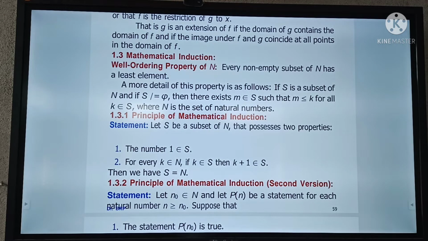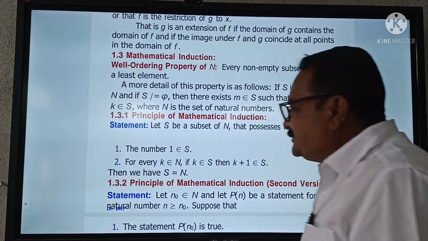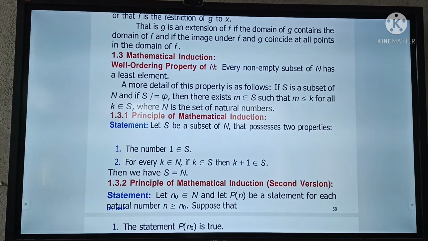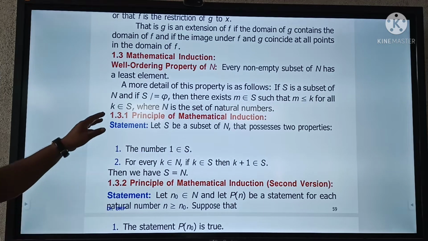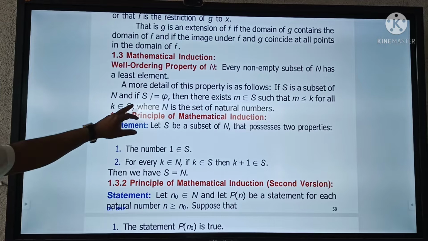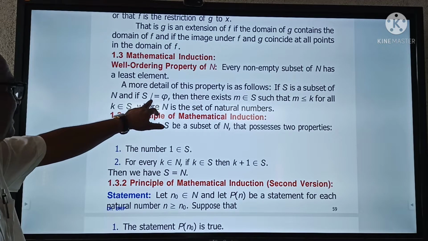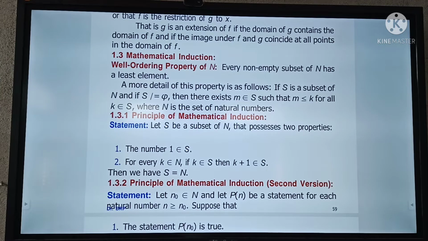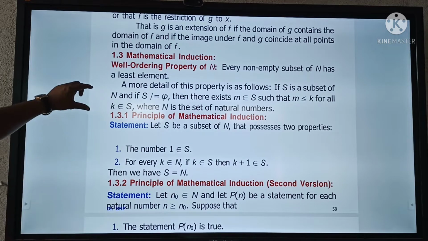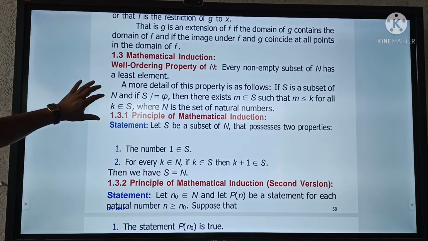Every non-empty subset of the set of natural numbers contains a least element. The wording may be different here: every non-empty subset of N has a least element. A more detailed version of this property is as follows: if S is a subset of the set of natural numbers, and if S is not equal to the empty set, then there exists m belongs to S such that m is less than or equal to k for all k belongs to S, where N is the set of natural numbers. So this is the well ordering principle, and this is a very important one.